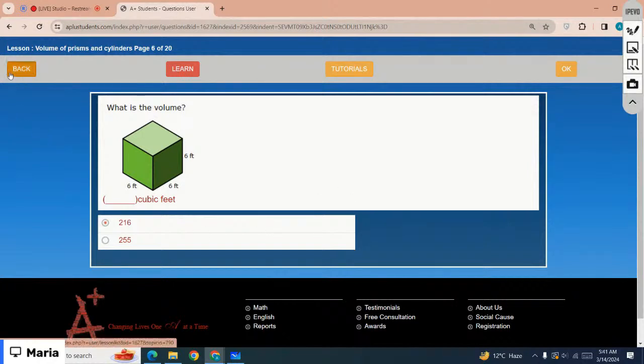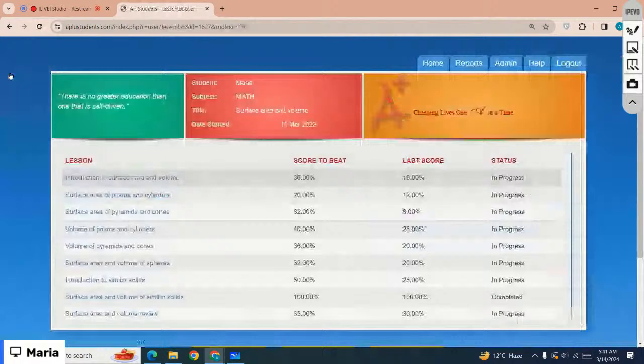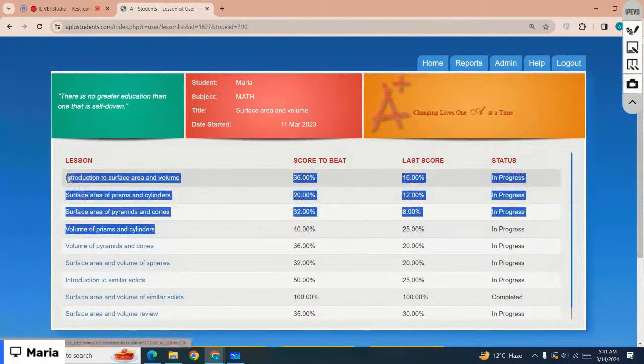Okay, you can complete the lesson by yourself later today. So we were working on grade 10 math. The chapter we were working on is surface area and volume. The lessons we have covered: introduction to surface area and volume, surface area of prisms and cylinders, surface area of pyramids and cones, and volume of prisms and cylinders. Please make sure before the next session you complete all the practice questions for the lessons we did today. That is your homework until the next session.